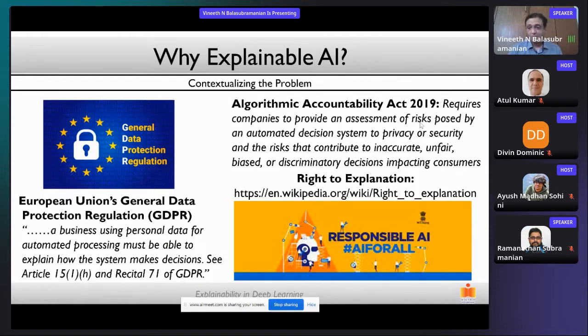So one question that somebody could ask at this point in time is, this seems to be almost like a first world problem. There is European Union's regulation here, there's US Algorithmic Accountability Act and several other legal regulations here. So is this really a first world problem? Why should researchers in India worry about it, or why should researchers in nations such as ours worry about it?